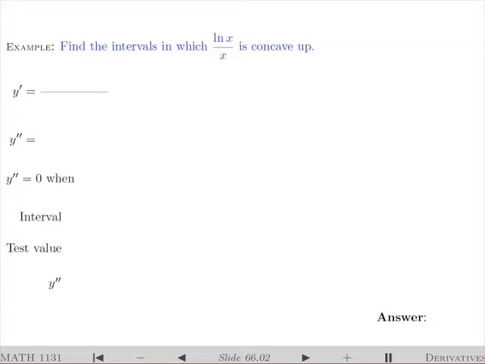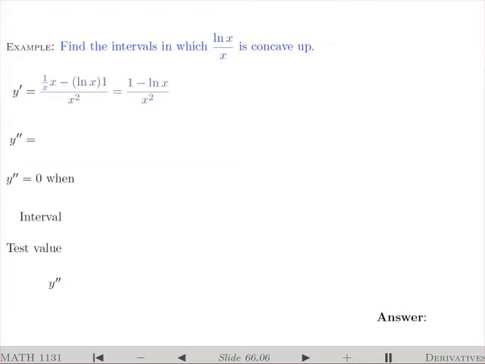Since I have a fraction, I'm going to use the quotient rule. The numerator of the function I'm differentiating is ln x, the denominator is x. So in the quotient rule, the first term will be x times the derivative of ln x, that's x times 1 over x, minus ln x times 1, the derivative of x, over the quantity x squared. 1 over x times x is 1, so I get 1 minus ln x over x squared.